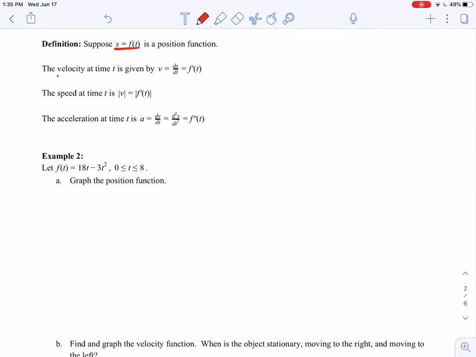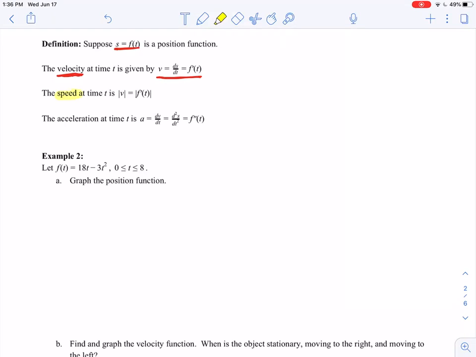If I want the velocity, remember if I just say velocity, I'm talking about instantaneous velocity. If I want the instantaneous velocity, that's given by the slope of the tangent line or the derivative. So if I want to find the velocity function, I just need the derivative of the position function, ds over dt, or f prime of t. Just choose your favorite notation. Velocity and speed are very much related.